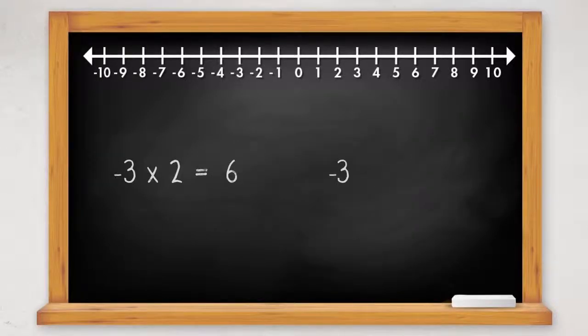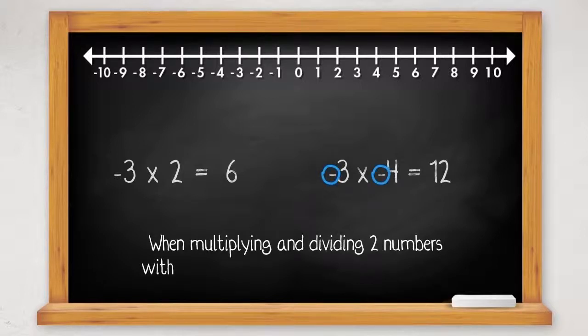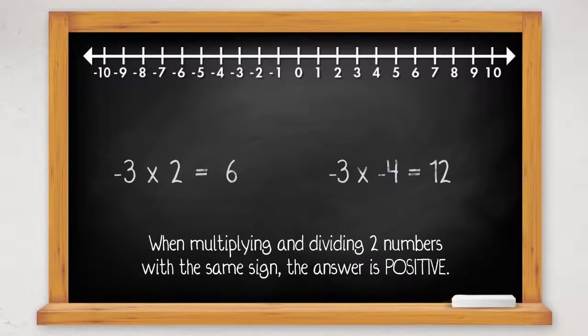If we have -3 times -4, 3 times 4 is 12. The signs on both of these numbers are the same as each other, so my answer is positive. If it is a positive number, we do not have to write the plus sign in front of it.